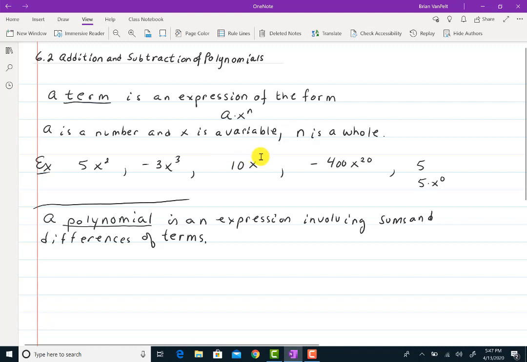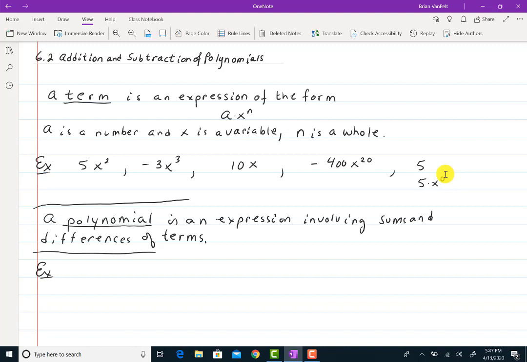When they don't write anything, that's to the 1 power. You've got the 20th power. You've got the 0 power. All those things are terms. Polynomials are just a sum or difference or combination thereof of those things.